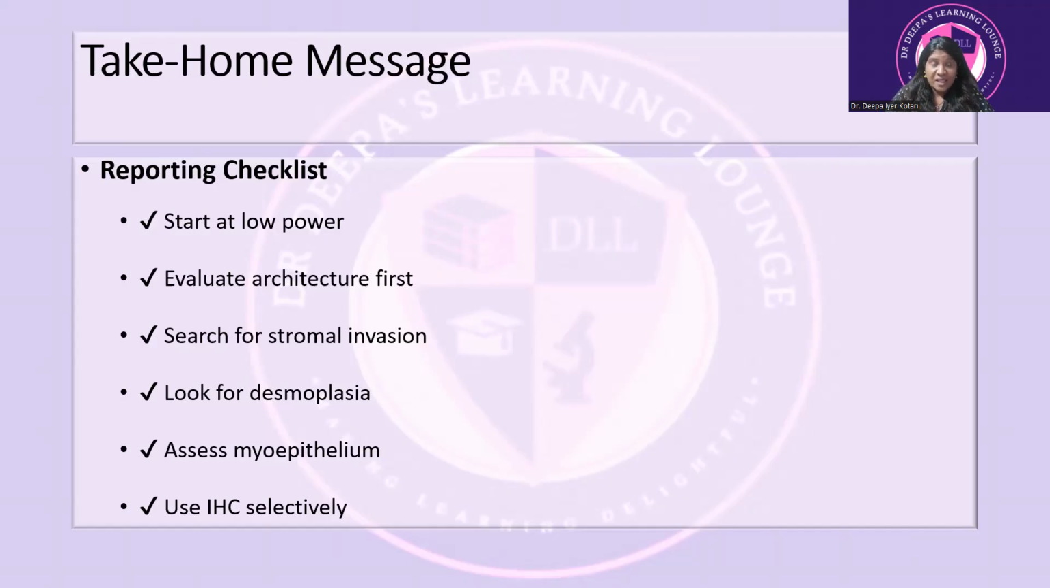You will be able to see it when you take this checklist seriously. So remember, even in the most difficult breast biopsy, it becomes very easy when you follow this checklist: start at low power, evaluate the architecture first, look for stromal invasion, look for desmoplasia, assess the myoepithelial layer, and look at the basement membrane as well. Use IHC very selectively, only when you have an equivocal diagnosis or you're not very sure. Otherwise IHC is not required.